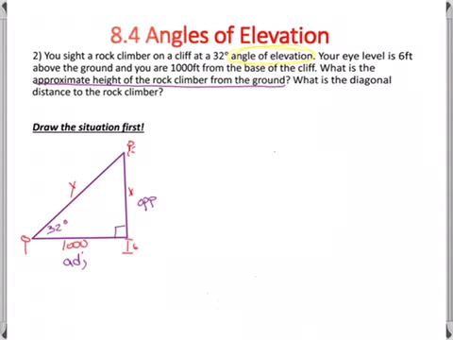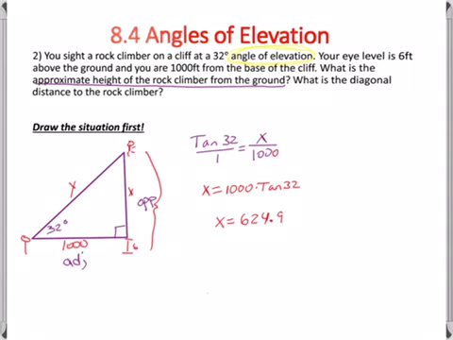Opposite and adjacent is tangent. So we've got the tangent of 32 over 1 equals X over 1,000. Here we want to cross multiply. So we've got X equals, oh, I forgot a 0 here. X equals 1,000 times the tangent of 32. In this case, we're going to get X to equal 624.9 feet.